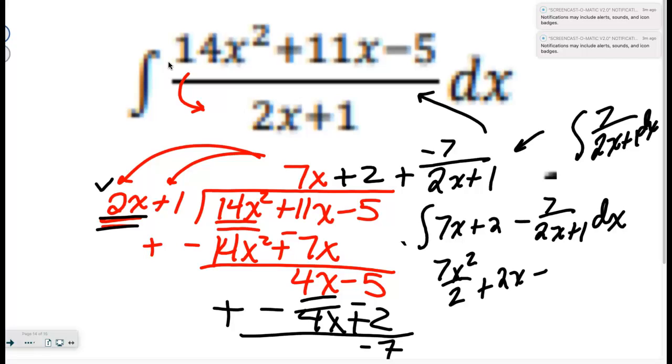U is 2x plus 1. du is 2dx. I need it to be dx, so I'd have a half out front of it, so you can physically go through it. But the 7 comes out front, 1/2 fraction correction.